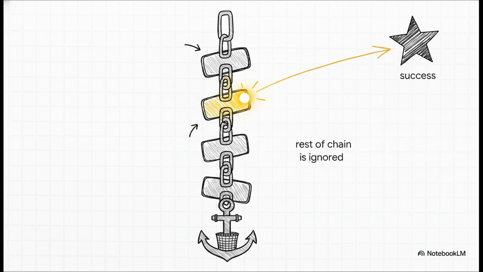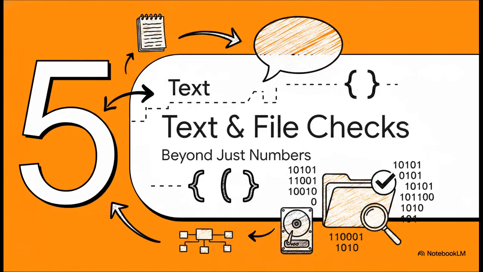So elif is your tool for creating a decision-making ladder. The script just works its way down, checking each rung. As soon as it finds one that's true, it does its thing and then jumps off the ladder completely. And that final else, that's your safety net at the bottom, catching anything that didn't match any of the previous conditions.